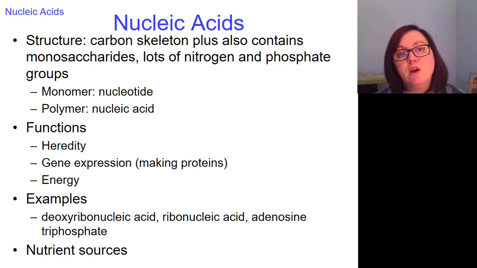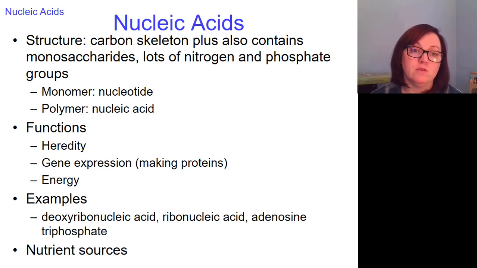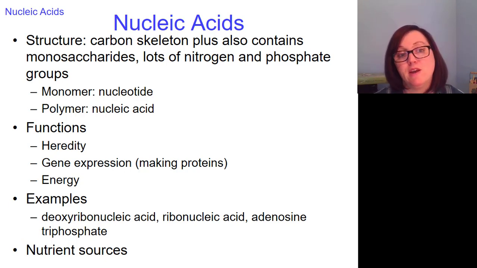You might have also heard of another nucleic acid called ATP. I mentioned ATP in my carbohydrate video because I said carbohydrates are important for energy, but cells can't use carbohydrate energy directly. Instead, what cells do is they convert carbohydrate energy into the energy of ATP. And ATP is the energy currency that's actively used by our cells. ATP is classified as a nucleic acid.